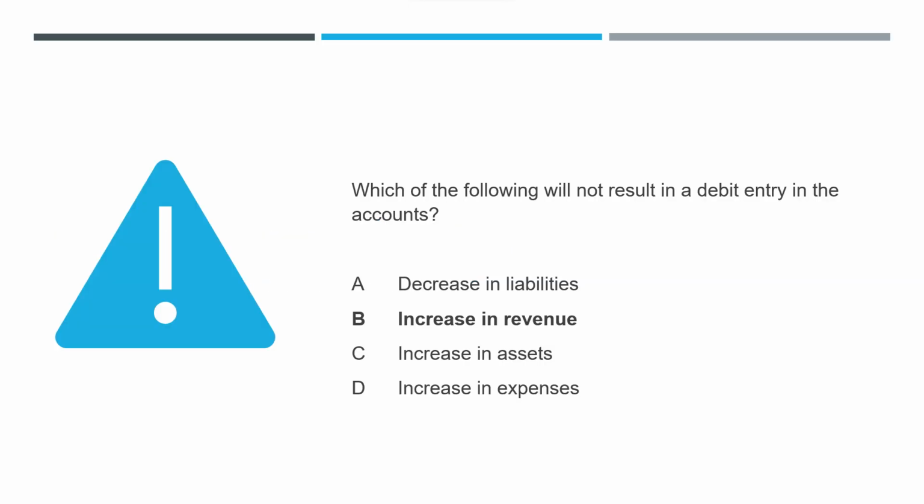Based on these principles, it is evident that option B, increase in revenue, is the correct answer, because this is the only option that will result in a credit effect, while all other 3 options will have a debit effect.